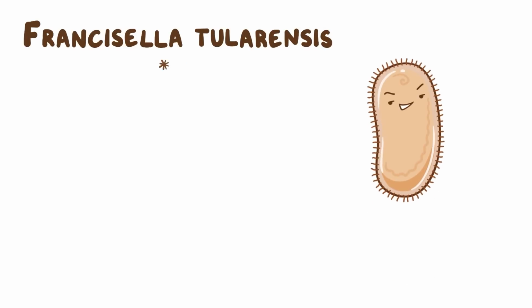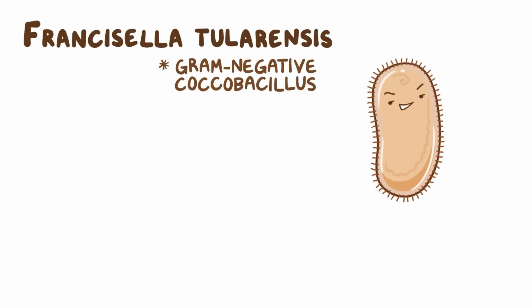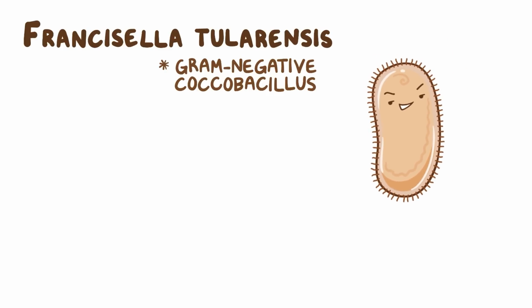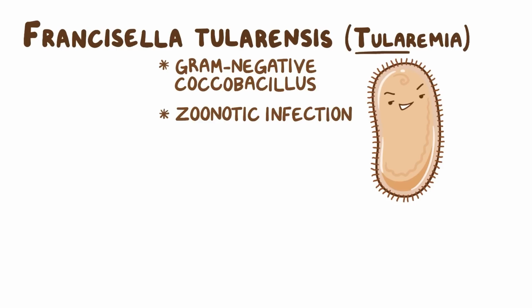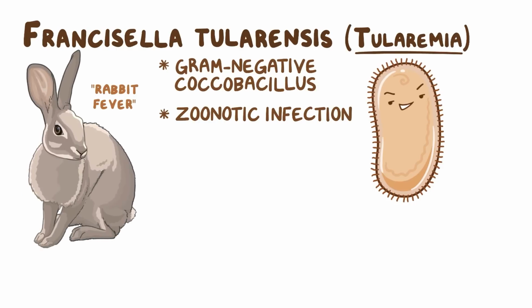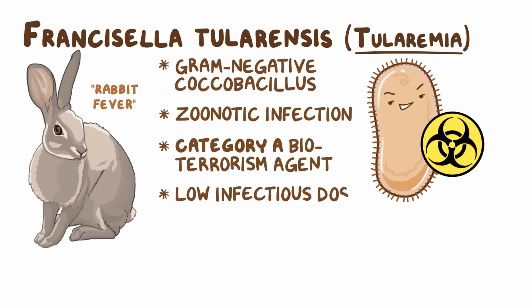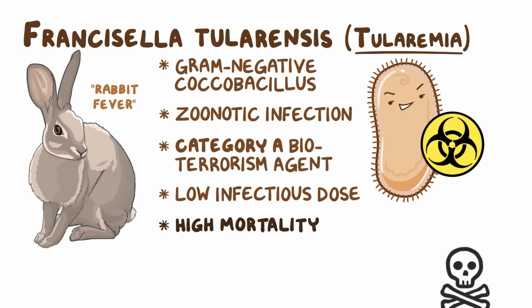Francisella tularensis is a gram-negative coccobacillus, which means that shape-wise, it's somewhere between a spherical coccus and a rod-like bacillus. In humans, it causes a zoonotic infection called tularemia, also called rabbit fever. This bacteria is also considered a Category A bioterrorism agent, which means it's of highest concern for bioterrorism use, because of its low infectious dose and high associated mortality.